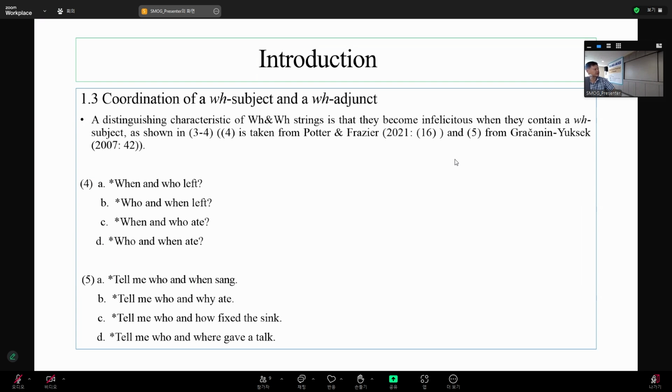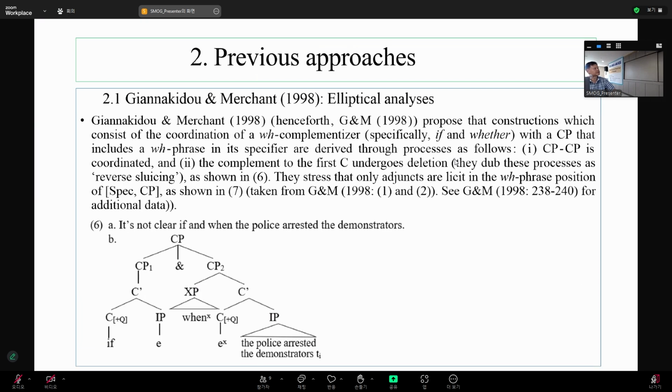The next is also infelicitous. Tell me who and when sang. Tell me who and why ate. Tell me who and how fixed the thing. Tell me who and where gave a talk. As you can see, all the sentences are ungrammatical. Why? Okay, let's go to the previous approaches. 2.1. This approach will take much time, so because of the time limit, I will skip it.